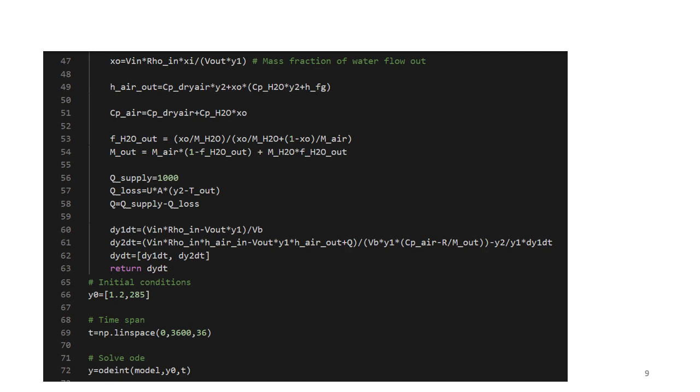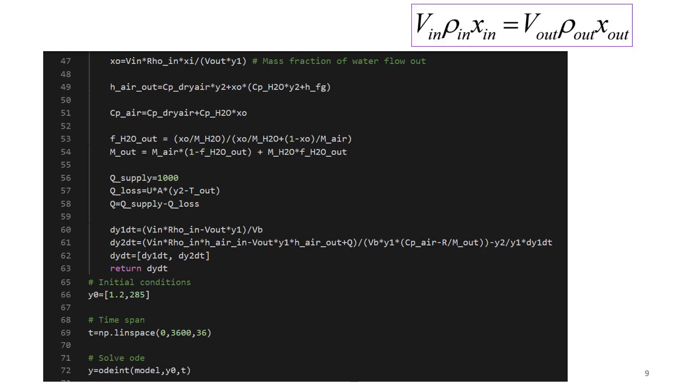Next, what we want to do is to calculate the specific enthalpy of moist air going out of the building. This is also equal to the specific enthalpy of moist air inside the building. In order to do that, I first calculate the mass fraction of water going out from the building, which is XO. XO can be calculated using a simple water balance equation. Then we can find H out. Cp air is also calculated using the given formula. Two other equations are given here which we need to use in the differential equation.